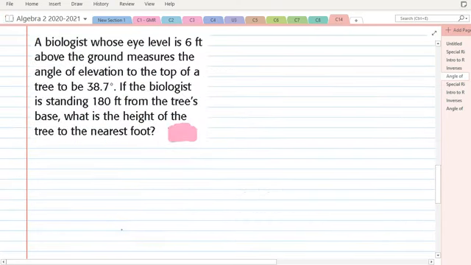Next, it says a biologist whose eye level is 6 feet above the ground. That's important because that means we're going to have to add 6 to our answer. Measures the angle of elevation to the top of the tree to be 38.7 degrees. If the biologist is standing 180 feet from the tree's base, what is the height of the tree to the nearest foot?